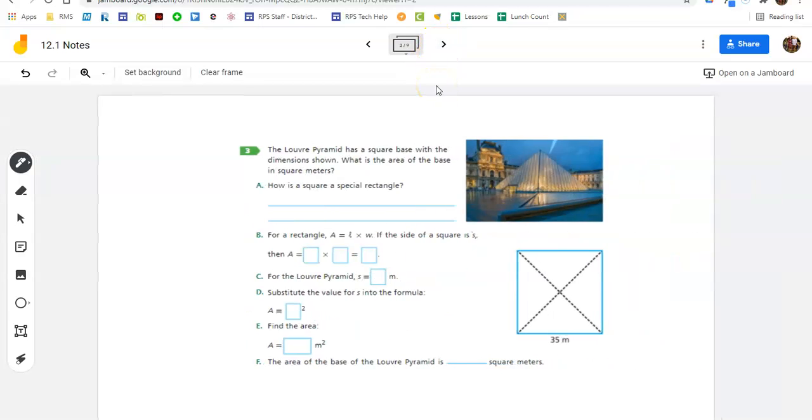Number 3, the Louvre pyramid has a square base, which the dimensions are shown. So right down here, we have 35. Since it's a square, it's only showing it once. So a square, this side's 35, this side is 35. So how is a square a special rectangle? All 4 sides are the same length.